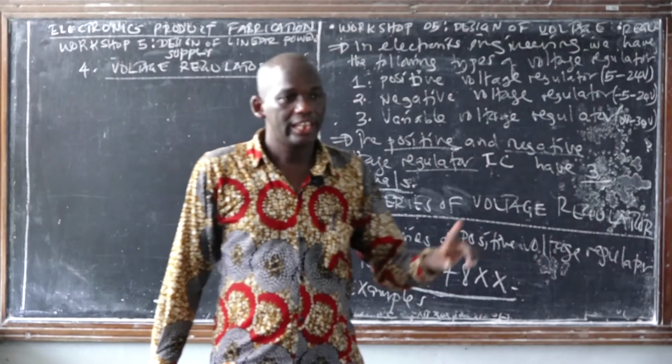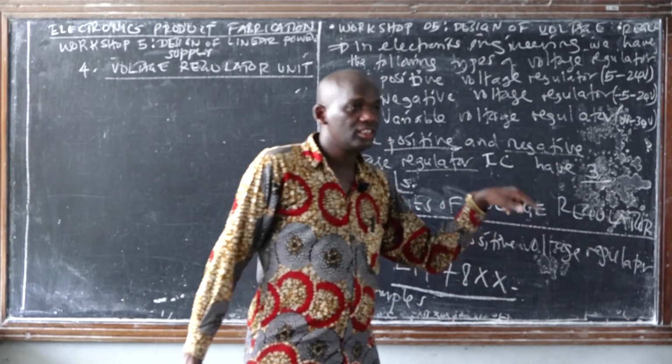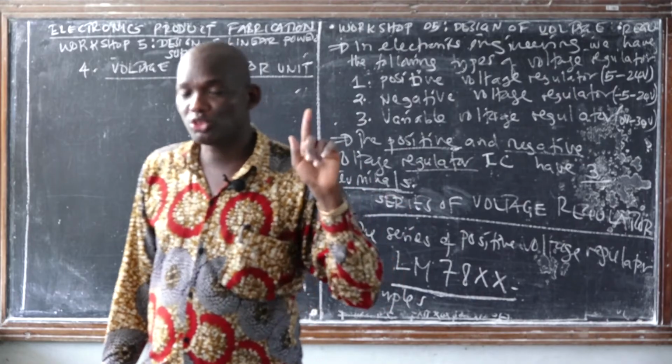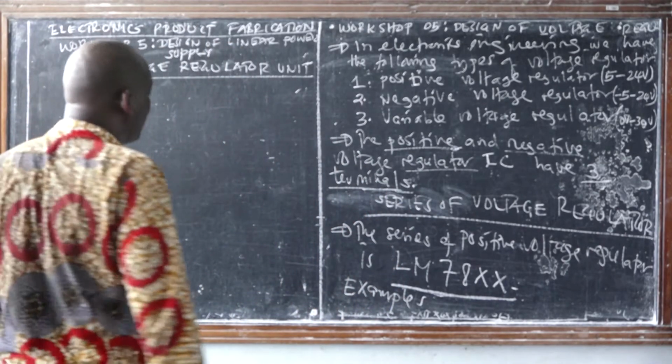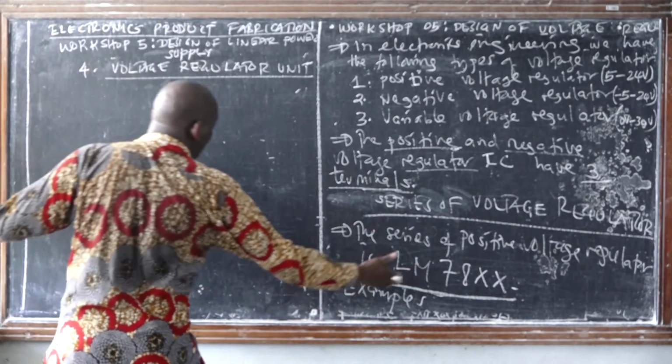a voltage regulator. And this X also depends on the amount of voltage which will be provided by that voltage regulator. So stop writing and look at the blackboard. Let me give you examples and explain the meaning of this series.